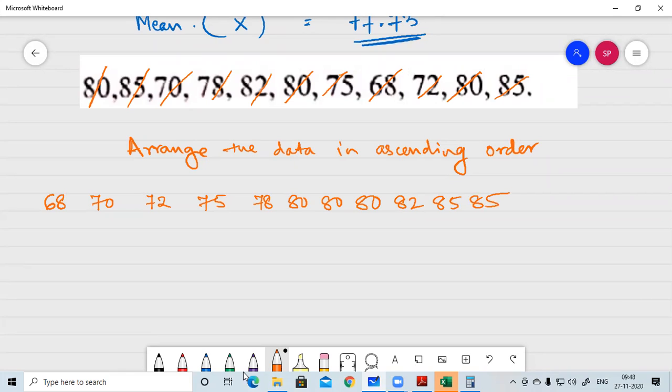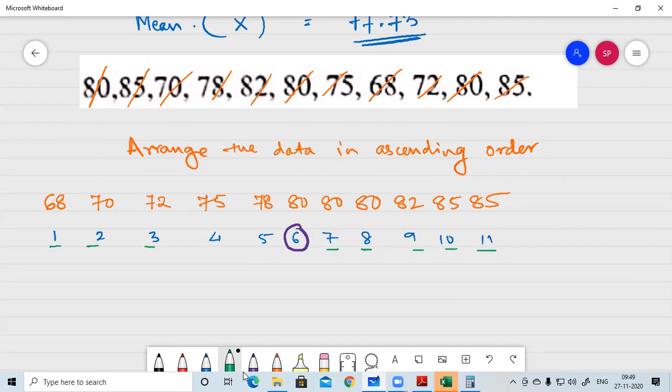The best way to check is to count the numbers. Are they 11? Yes. So we have 1, 2, 3, 4, 5, 6, 7, 8, 9, 10, 11 numbers. Now, when you have 11 numbers, the exact midpoint is the sixth number. Why the sixth number is because if you observe on either side, you have 5 numbers.